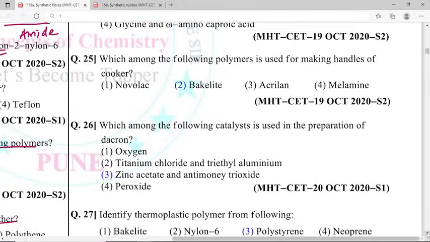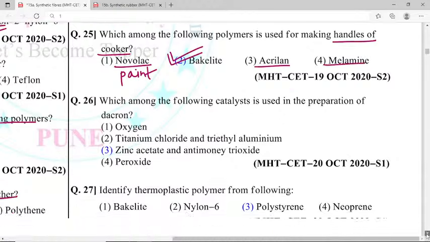Which among the following polymers is used for making the handles of the cooker? Bakelite is the answer. Bakelite is used for making the handles of the cooker. Novolac is used as a paint. Acrylan, acrylic acid, and melamine. Melamine is a phenol formaldehyde resin.